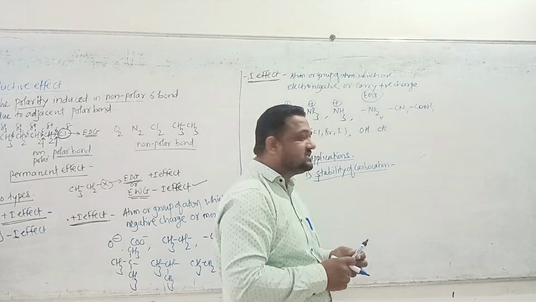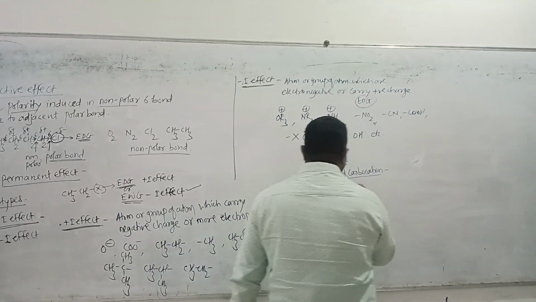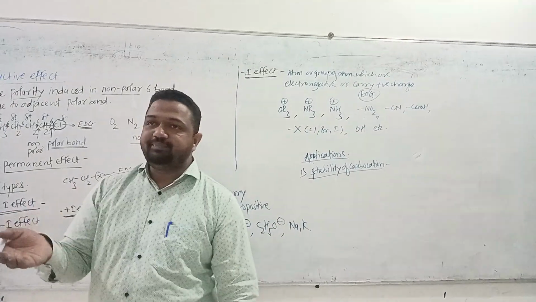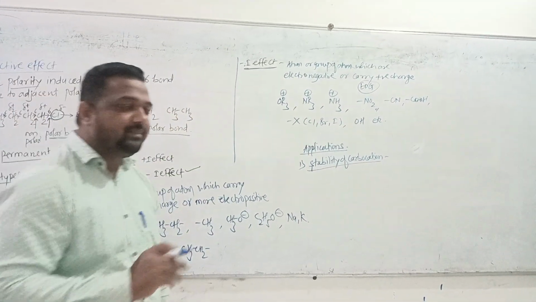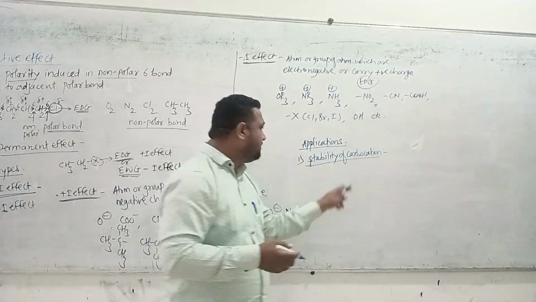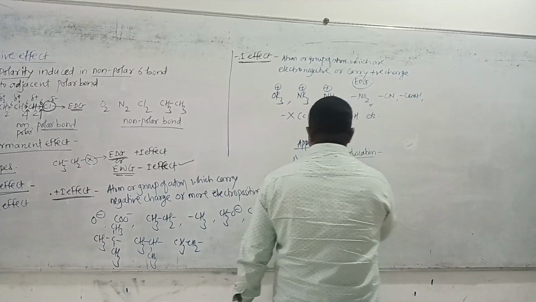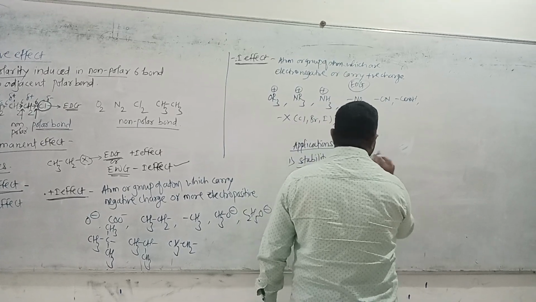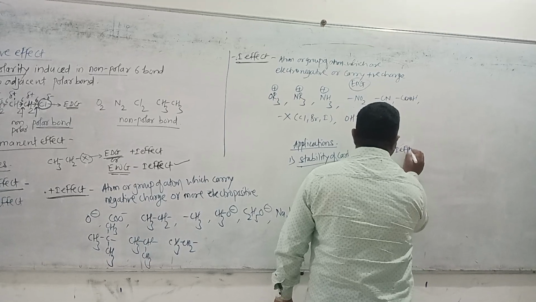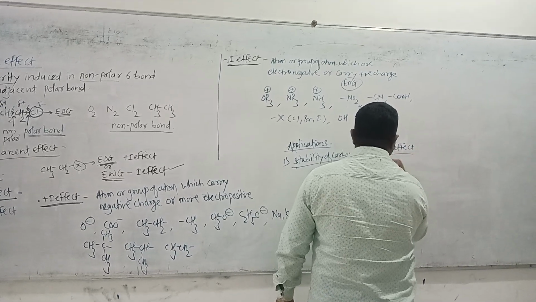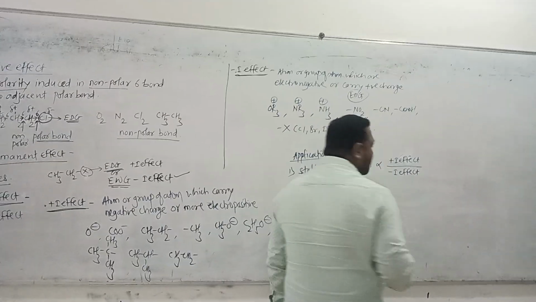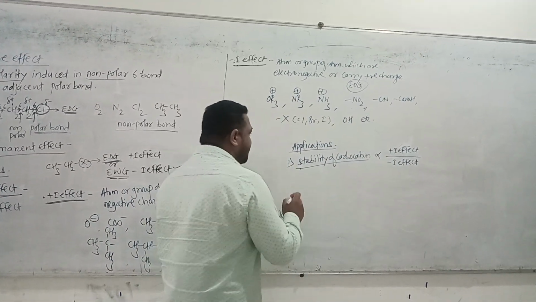This carbocation is formed by which fission? This carbocation is formed by heterolytic fission, the unsymmetrical breaking of a covalent bond between two atoms. The stability of carbocation is directly proportional to plus effect, that is positive inductive effect, and inversely proportional to the minus effect.